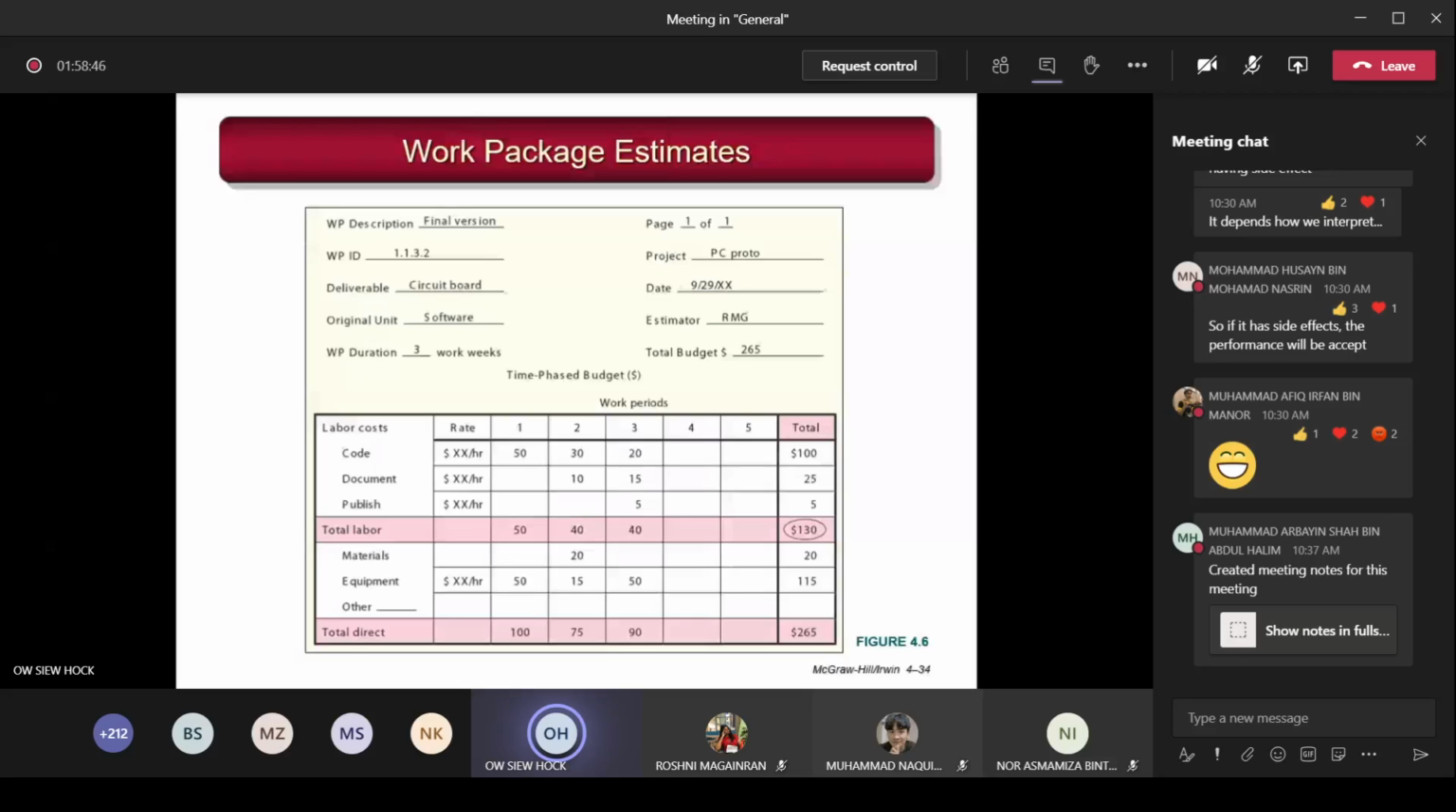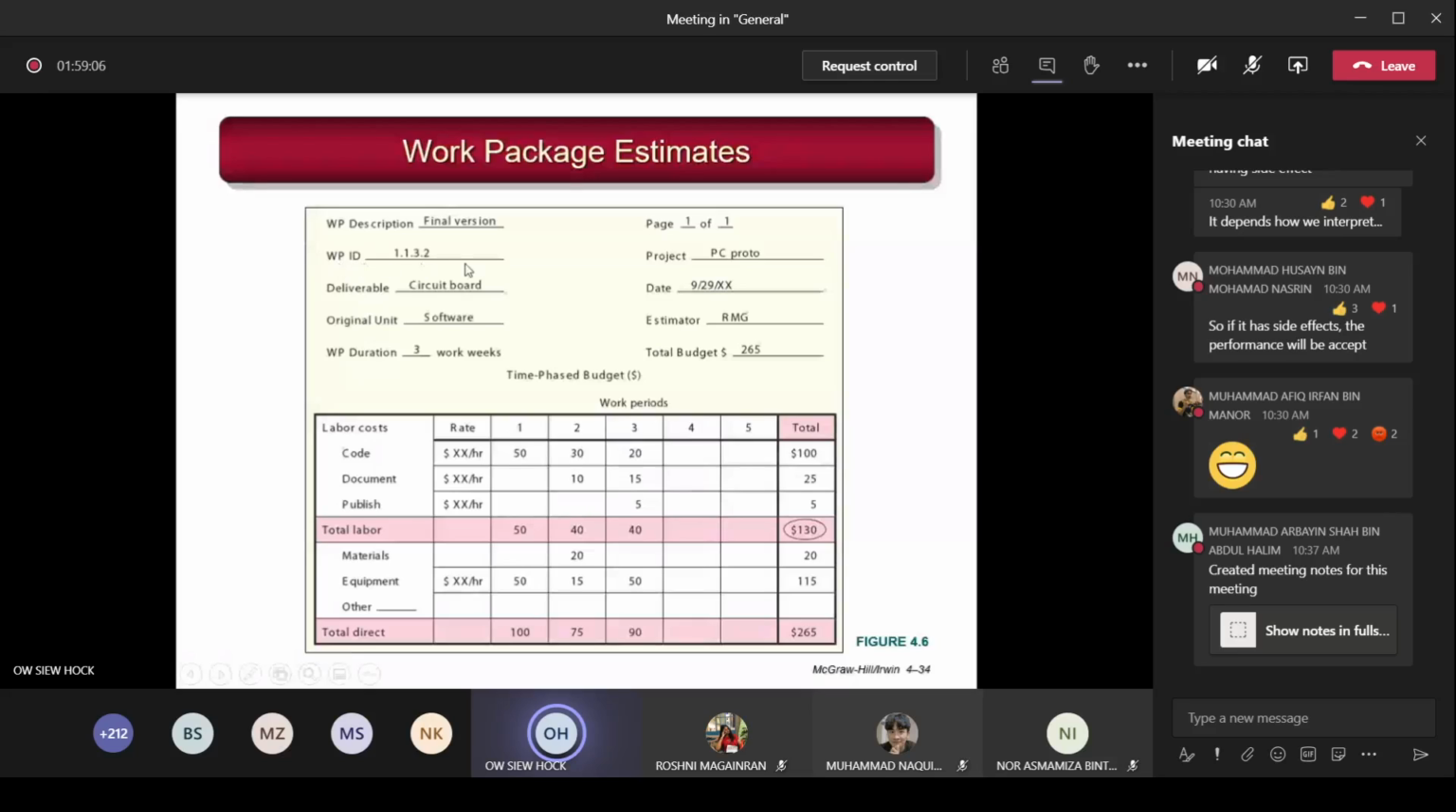I want each team to do this because this one is needed. If you don't do this, in the end, you still have to come back and do this. So make sure every team, when you come to the lowest level work package, prepares this one. This is how you write the work package. You mention the WP, work package description. Let's say the title is called final version.